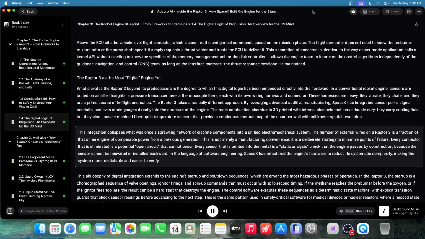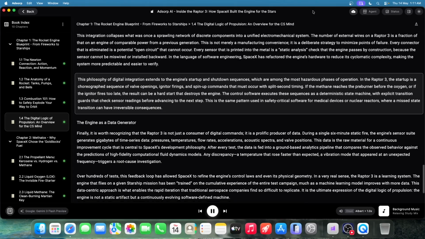Every connector that is eliminated is a potential open circuit that cannot occur. Every sensor that is printed into the metal is a static analysis check that the engine passes by construction, because the sensor cannot be miswired or installed backward. In the language of software engineering, SpaceX has refactored the engine's hardware to reduce its cyclomatic complexity, making the system more predictable and easier to verify.